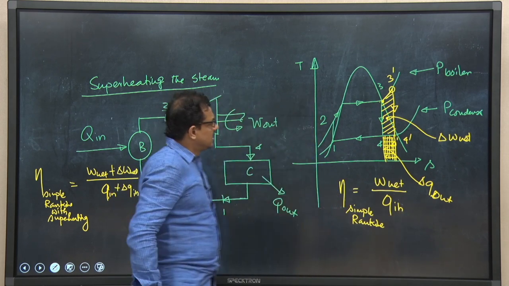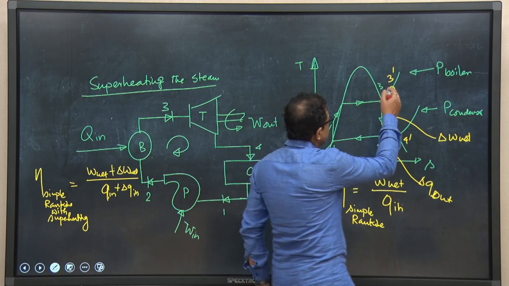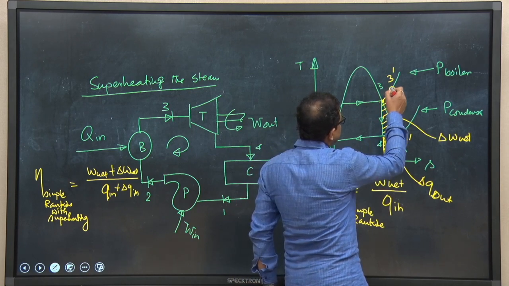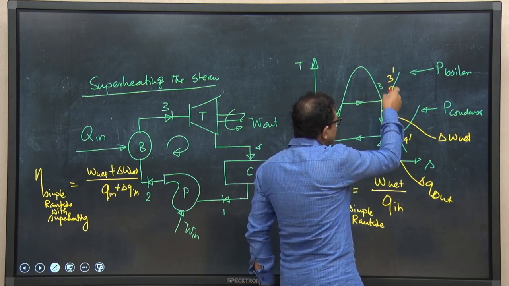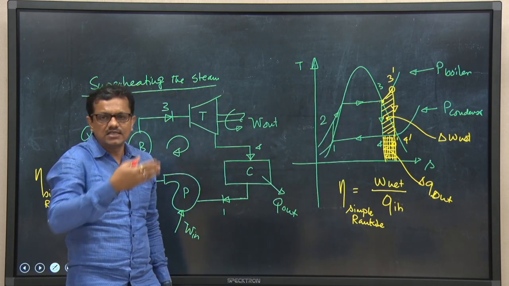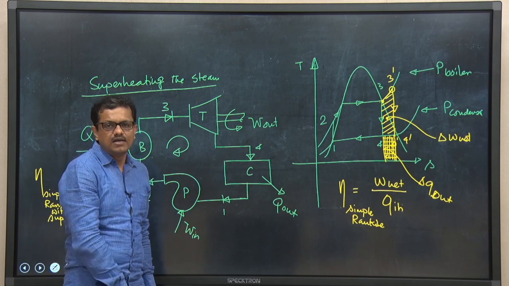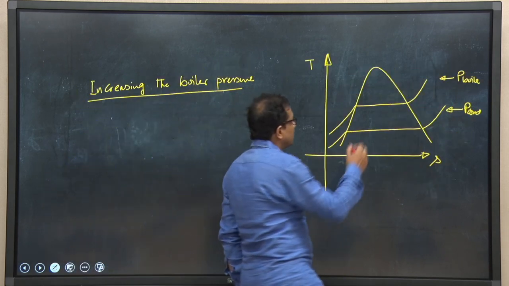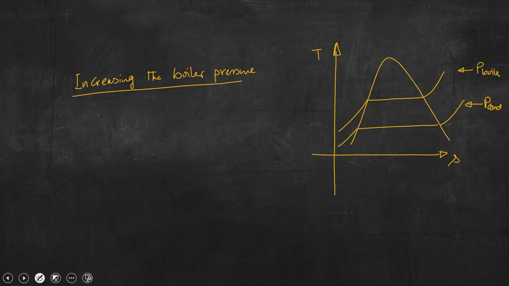So, the idea is just for the discussion. We are increasing temperature up to 3 prime. Without superheating, we also can achieve the steam temperature up to that by increasing the boiler pressure. How? Say, we are superheating steam up to this particular point. This is 1, this is 2, this is 3, this is 3, this is 4.